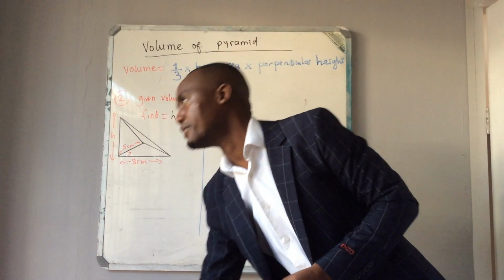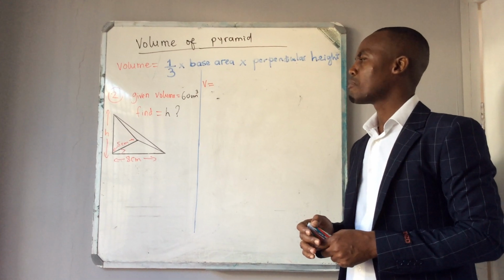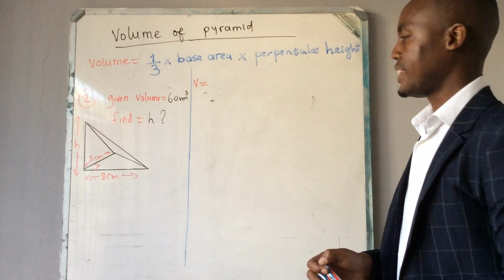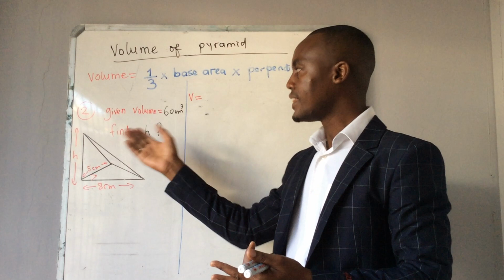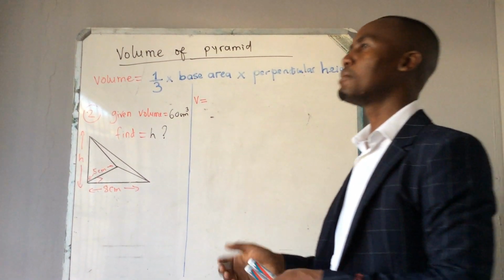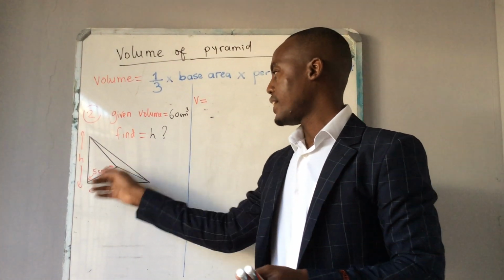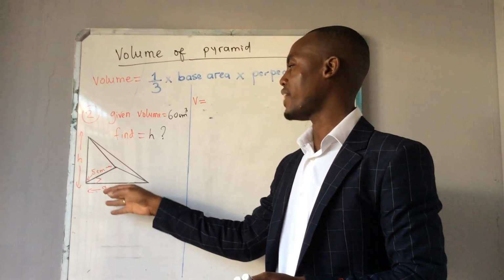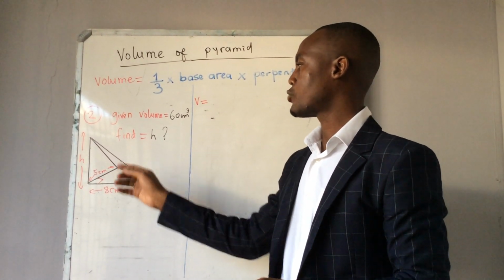Now, one of the ways to find the volume of a pyramid is to first of all find the area of the base. In this case, we have a triangle. So we need to find the area of that triangle first of all, and then we can multiply with the perpendicular height. But in this problem, we've got the values of the triangle: a base of 8 centimeters, and a height of 5 centimeters for this specific triangle.